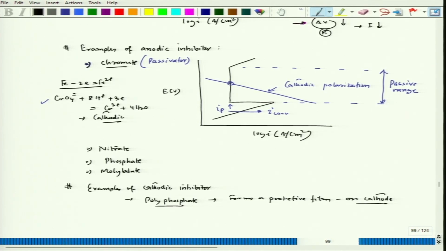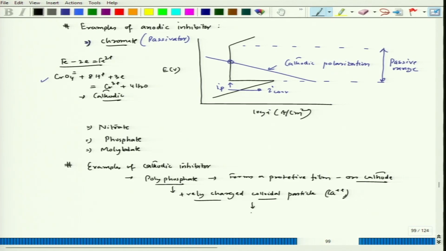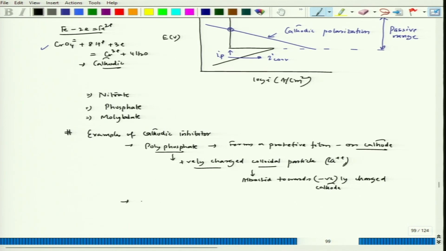So, these actually form positively charged colloidal particles with divalent metal ions like calcium plus plus. So, these particular colloidal particles are attracted towards negatively charged cathode. Fine. So, that gives the film and protects it. Zinc is a very good cathodic inhibitor, zinc salts. It is specifically a cathodic inhibitor in cooling water system.